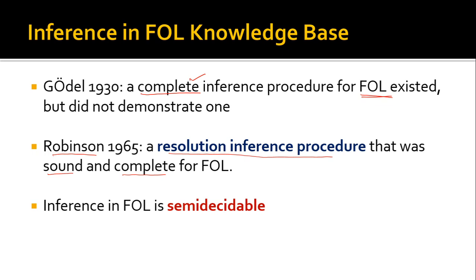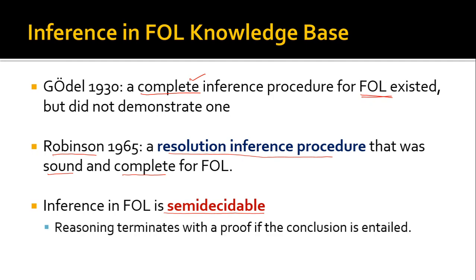But there is an issue with first order logic. The issue is that inference in first order logic is semi-decidable. What do we mean by semi-decidable? The first characteristic of any semi-decidable logic family is that the reasoning terminates with a proof or explanation if the conclusion is entailed by the knowledge base. This is very important. So if a conclusion is entailed by the knowledge base, the reasoning process will terminate within a finite amount of time with an answer.